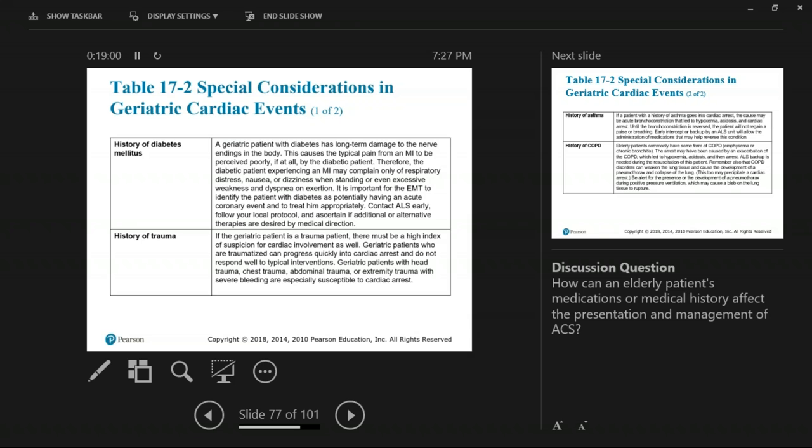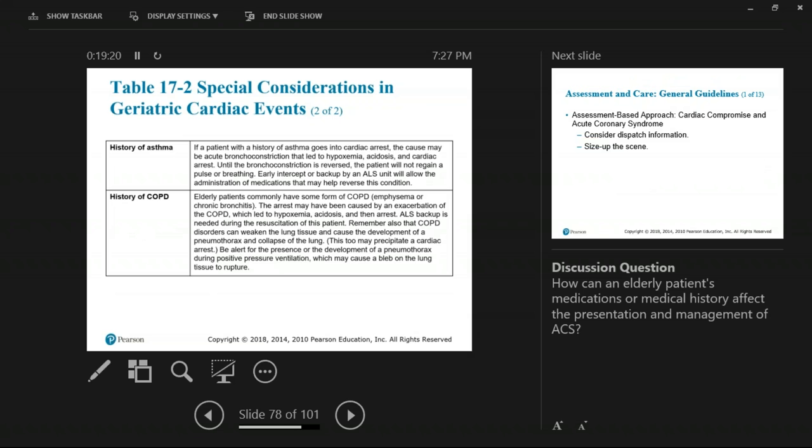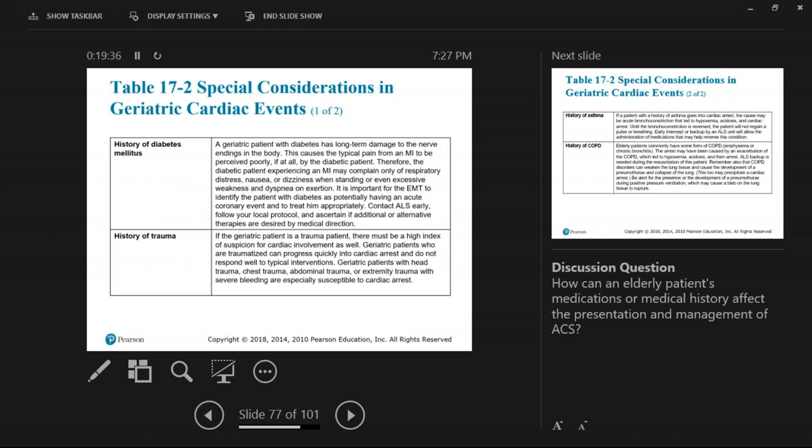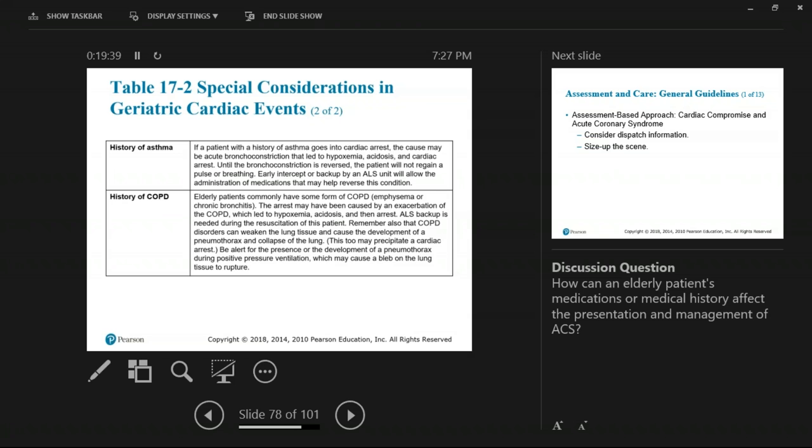Okay, so now all they're saying here is that all these different things on the left, diabetes mellitus, history of trauma, history of asthma, chronic obstructive pulmonary disease, can have cardiac implications. You can always have a myocardial infarction, which means you've got a history of coronary artery disease. You have this MI, but they can also have what are called comorbidities. Let me back up a second. Diabetes is a comorbidity. Having a history of falling and traumatizing yourself is a comorbidity. History of asthma, history of COPD is a comorbidity. History of gross obesity, that's a comorbidity.